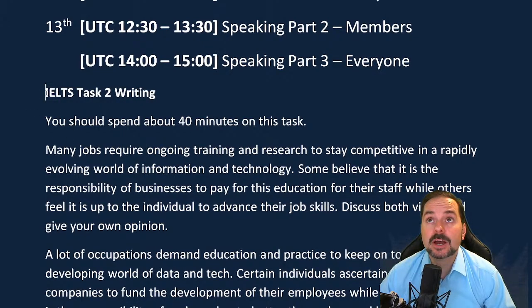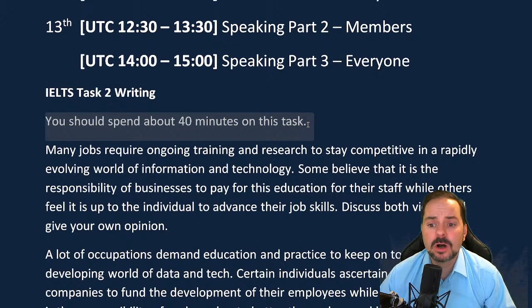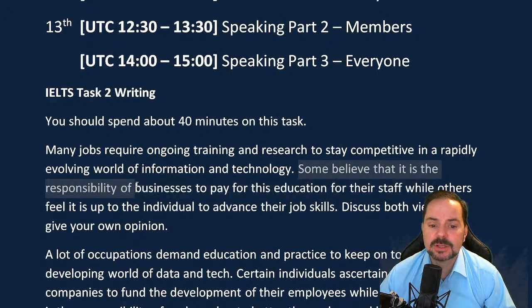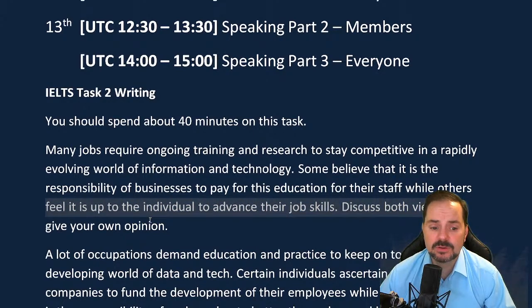So here we go with the question. IELTS Task 2 writing. You should spend about 40 minutes on this task. Many jobs require ongoing training and research to stay competitive in a rapidly evolving world of information and technology. Some believe that it is the responsibility of businesses to pay for this education for their staff, while others feel it is up to the individual to advance their job skills. Discuss both views and give your opinion.